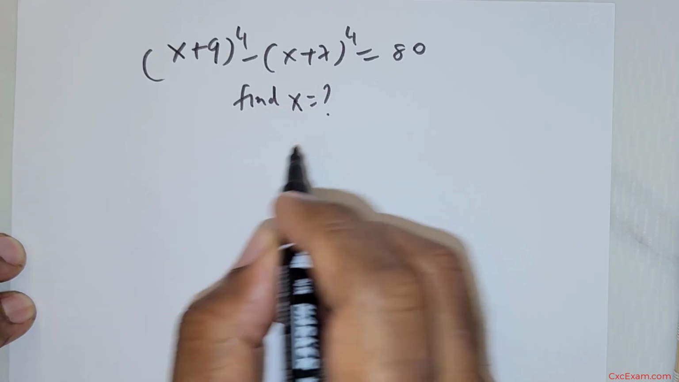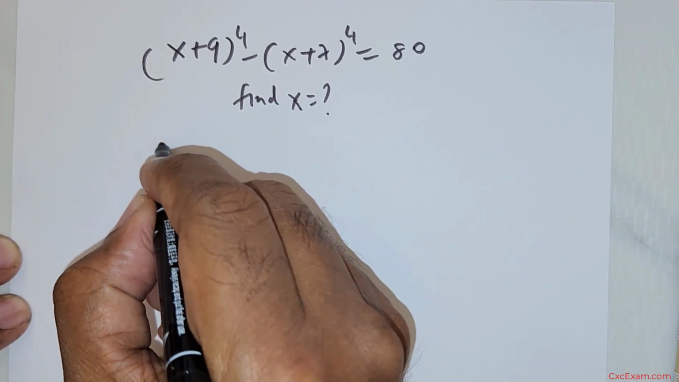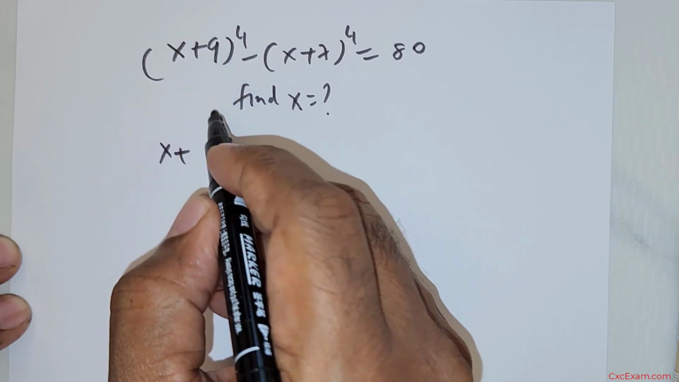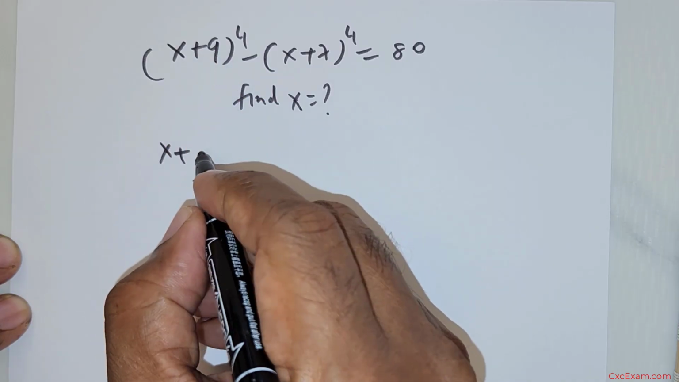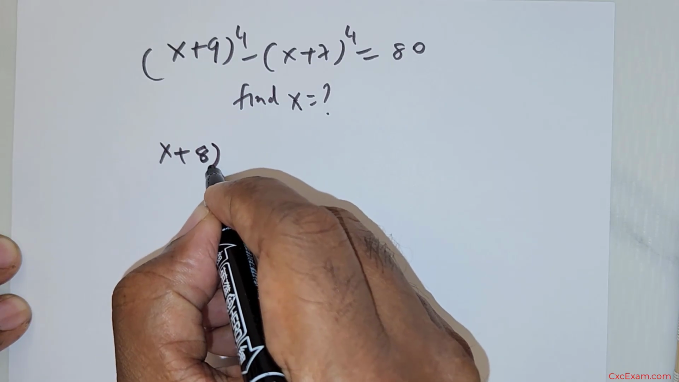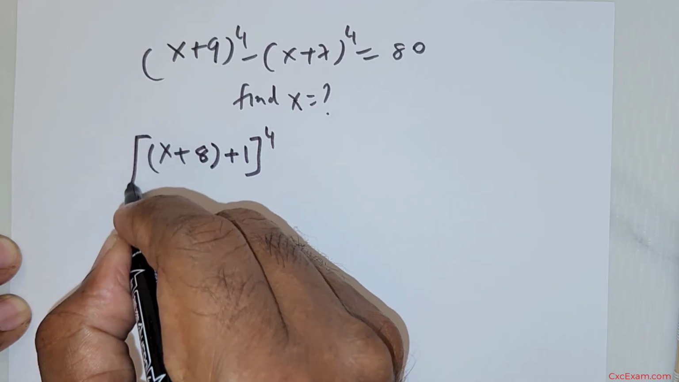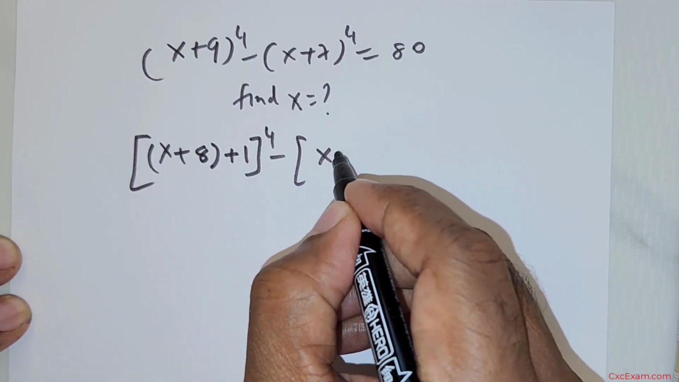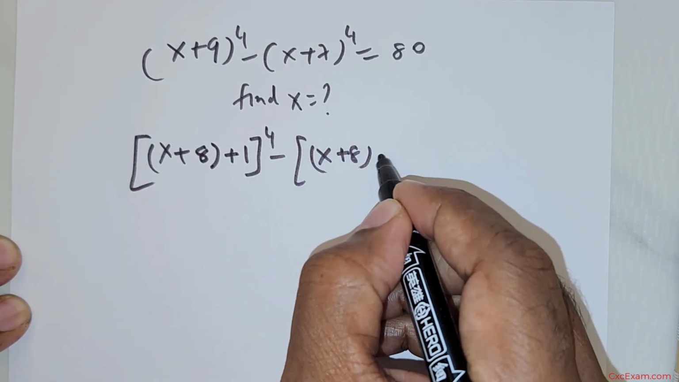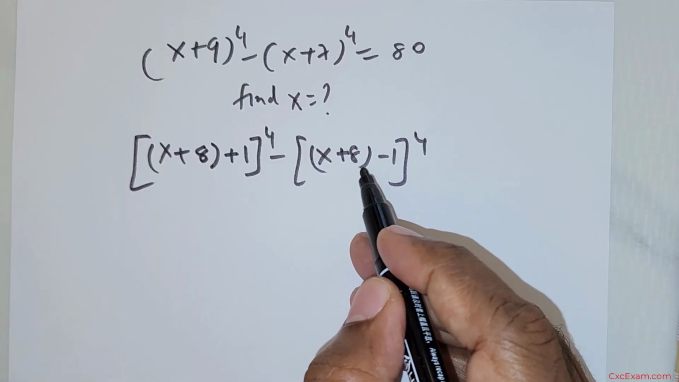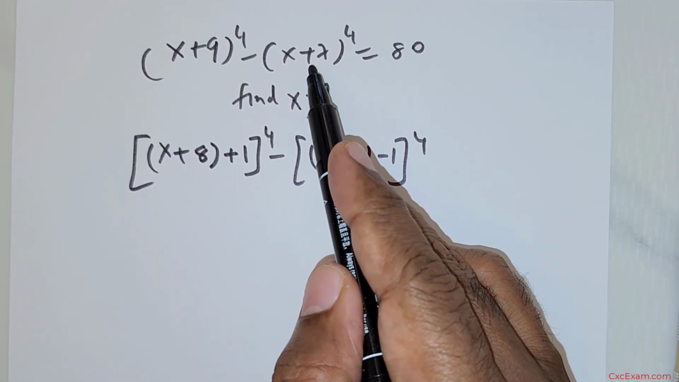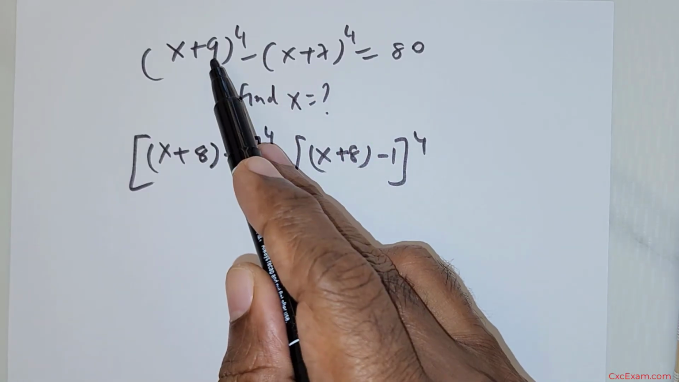We are expected to find the value of x for this question. So foremost, I would like to write x + 9 as x + 8 + 1, raised to the power of 4, followed by x + 8 - 1 raised to the power of 4. Now clearly when you add -1 to 8 you get 7. When you add 1 to 8 you get 9.